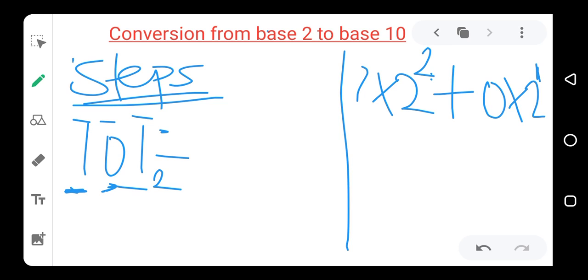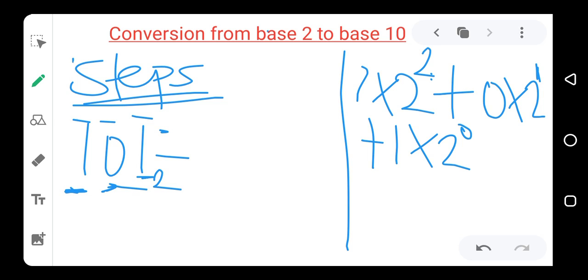Now pick the third one, which is 1. We say plus 1. We times it by 2 again. Times 2 raised to power. How many numbers are after the last one? There is nothing after it. So we put 0, showing that there is no number after it. So it becomes 2 raised to power 0. So this is the first thing we do.